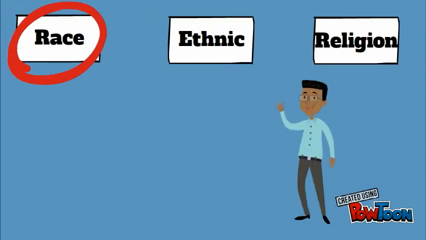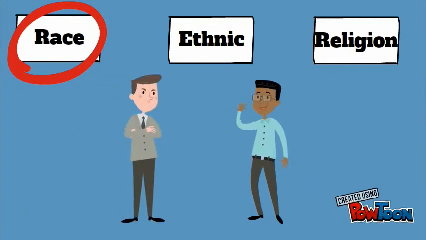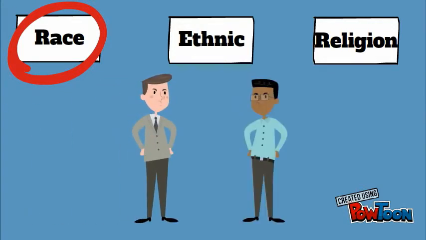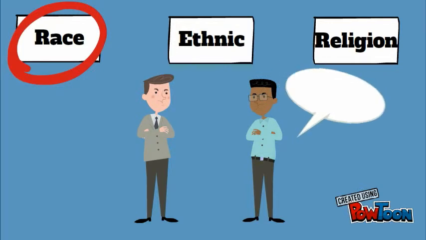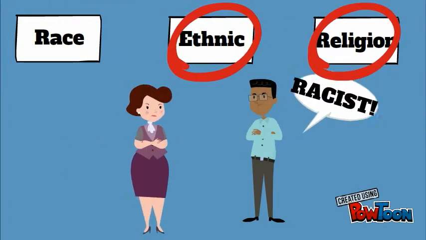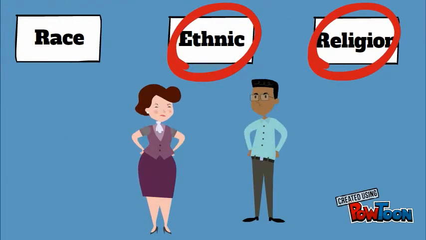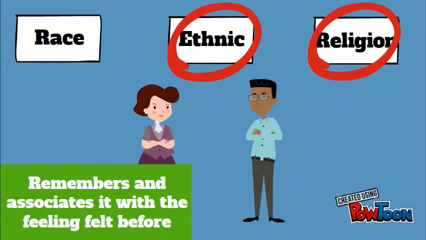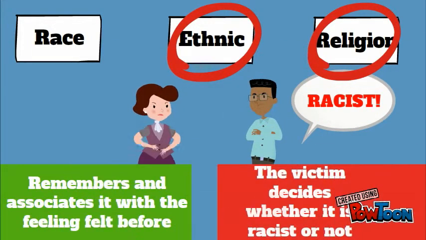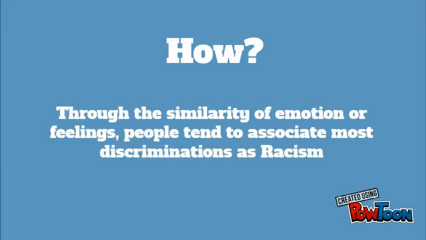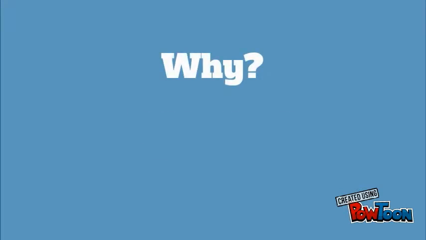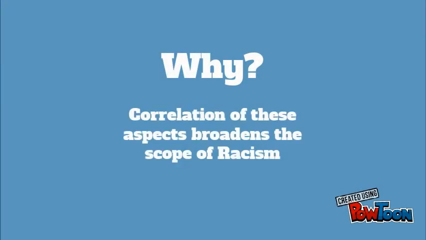Here's your average dark-skinned guy, then someone discriminates against him, he is hurt, and then he labels the encounter as racism. Let's examine the act of discrimination in ethnicity and religion. Someone discriminates against the guy and he remembers and associates the feeling that he had and decides that it is racism. How did it happen? It is through the similarity of emotional feelings that people tend to associate most discrimination with racism. Why can that happen? It is due to the correlation of aspects that broadens the scope of racism.